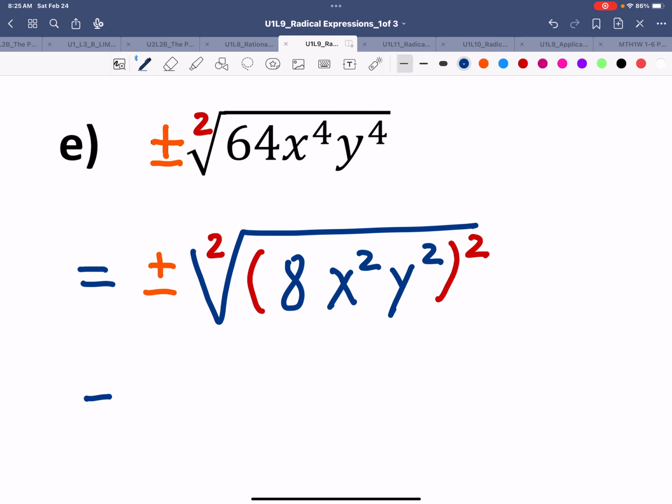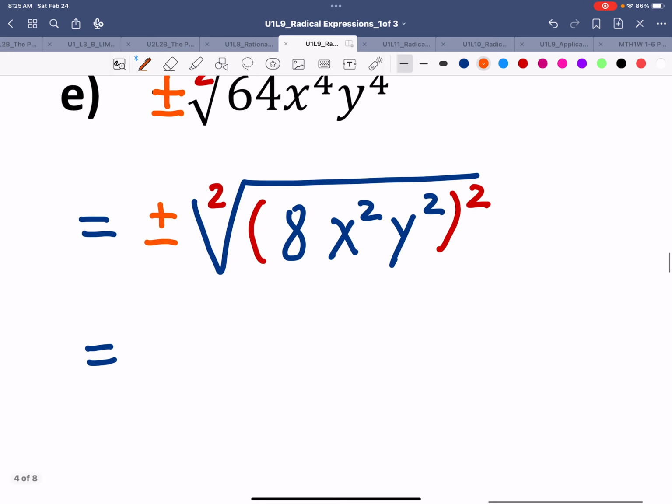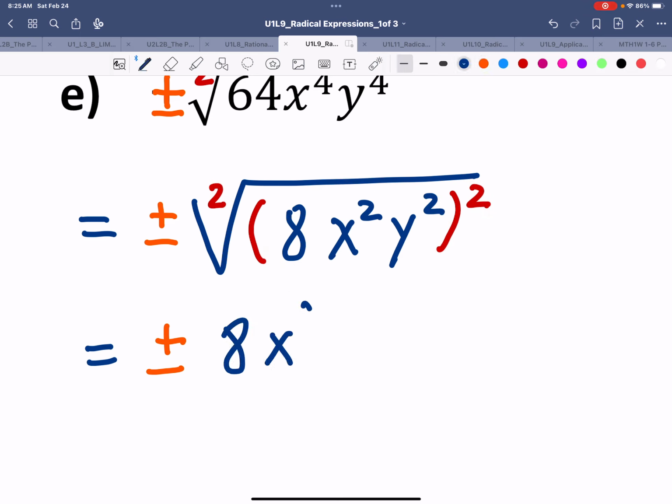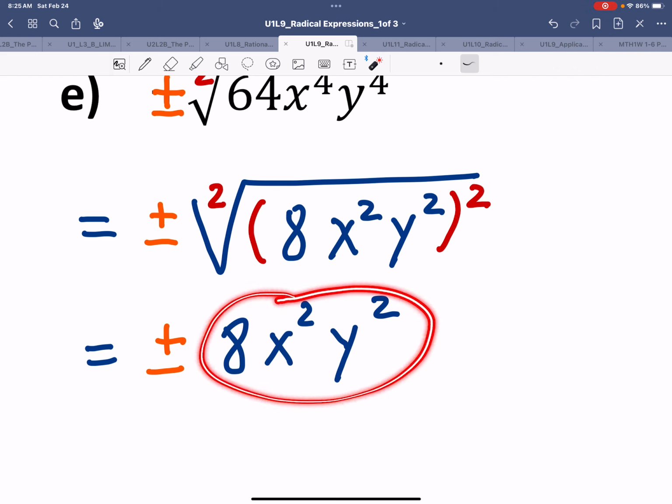So let's continue simplifying here. We have a plus or minus, and the index and power simplify. So this would be the answer, 8x squared y squared. Now let's discuss the value of the term we took out of the radical. Because the index is even, this has to be even.